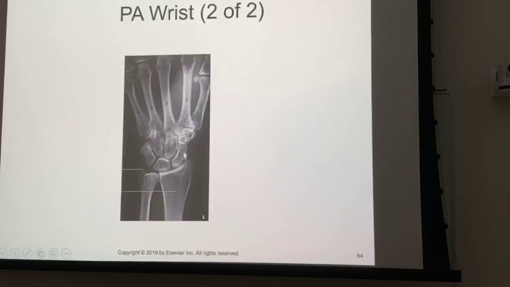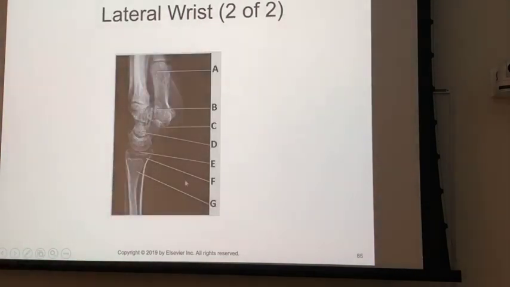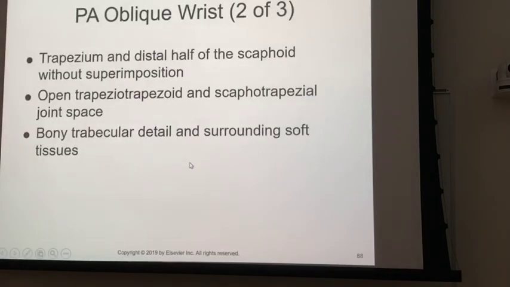Wrist, there's your scaphoid right there. You see the way it's superimposed by the bones around it, especially the capitate on the medial side. So on the lateral, a good indication that you've got a good lateral is, again, you got pisiform right there, and what you've got is the hook of hamate right here. And you got superimposition, good superimposition.